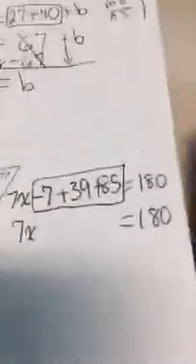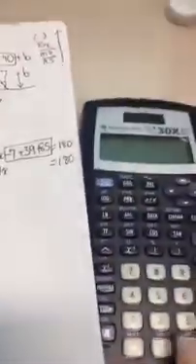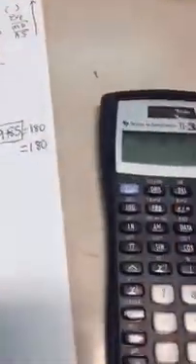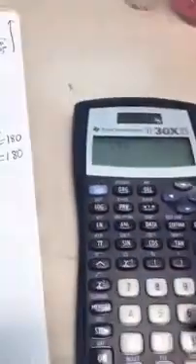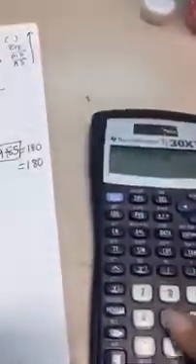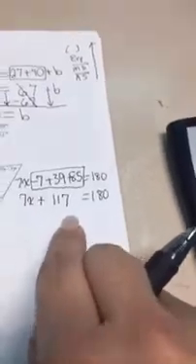Okay. You should have put in your calculator negative 7 plus 39 plus 85 and gotten 117. That's a positive 117, so you're going to separate them with a plus sign.